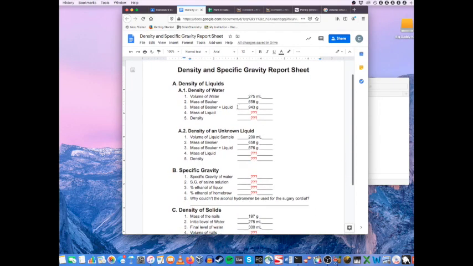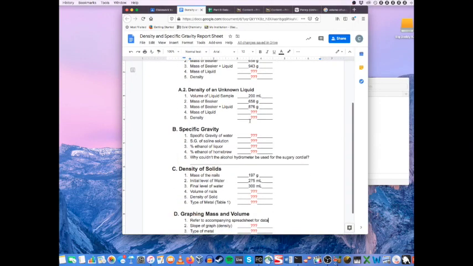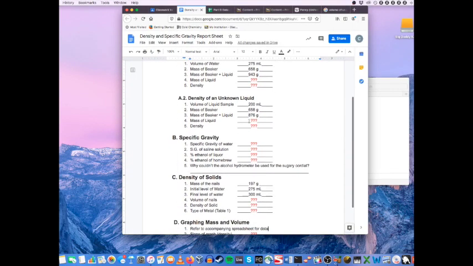Here you see from our measurements earlier, I've put down the volume of the water, the mass of the beaker, and the mass of the beaker plus the liquid. My expectation is that you calculate the values in red question marks. So you should be able to perform subtraction and division operations using the correct number of significant figures, of course.